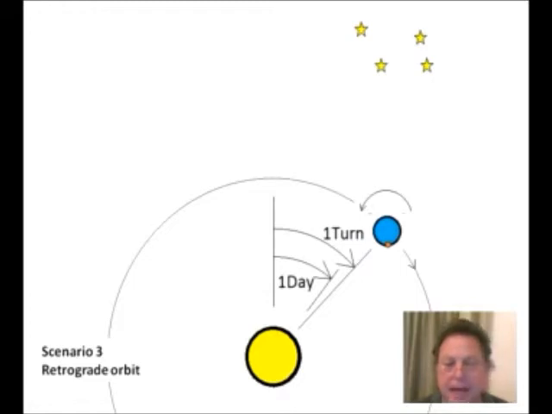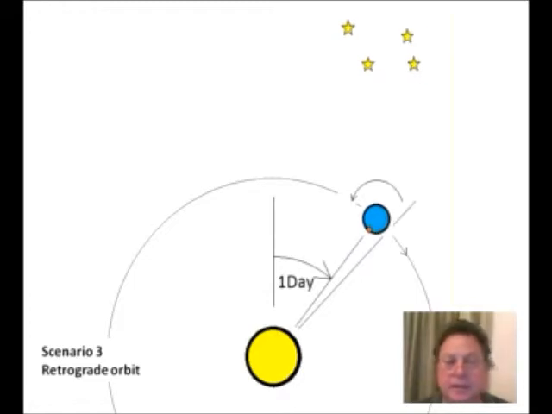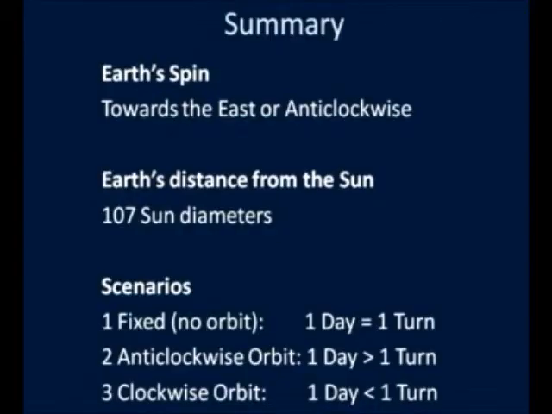If we step back to the end of the first day, a person standing in the midnight position opposite the orange dot will find the stars rotated from their initial position to the east. Summary: the Earth's spin is towards the east, which is anti-clockwise when viewed from above the North Pole.